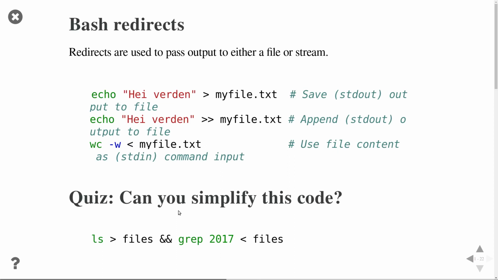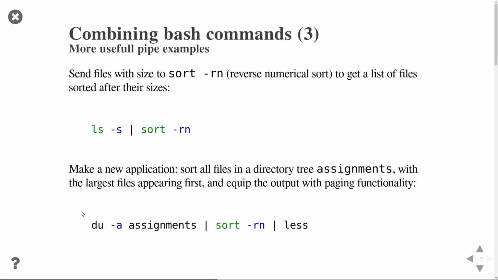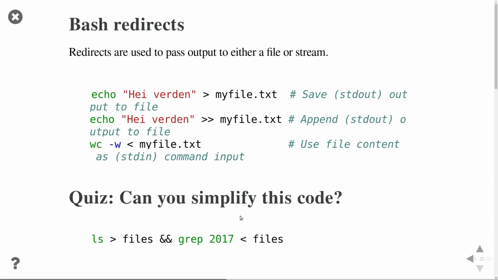So we stopped at redirecting and combining bash commands. And I showed you the pipes just now. So we combine different programs using the pipes. But we can also redirect outputs directly to a file. And we do this with the smaller and larger sign symbols. So in this example, we take the output of that command and write it directly into a file called myfile.txt. In this case, it's just hi werden. So that's the output of the command, and that will be the content of myfile.txt.